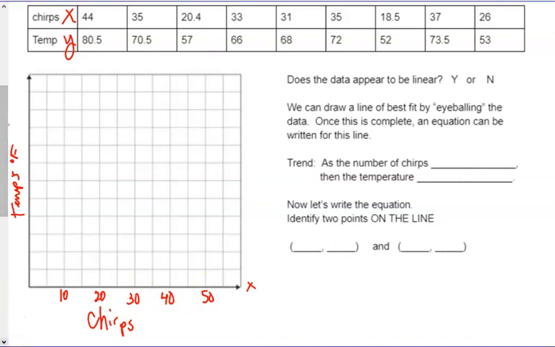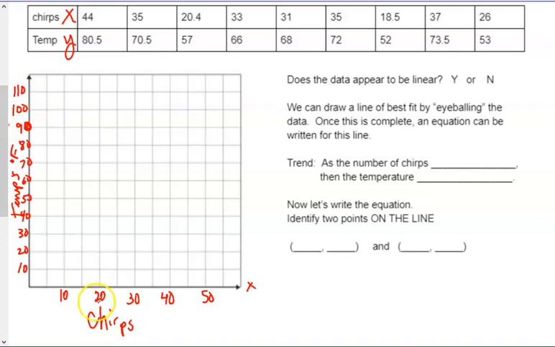Then on our y-axis, we have a low number of 52 and a high number of 80.5. So instead of just skipping things here, I'm going to go by 10s and see how that works. 10, 20, 30, 40, 50, 60, and you can just skip every other one. Whoops, 90, 100 if you want, or you can write them all in. Okay, now we're set up to plot our points.